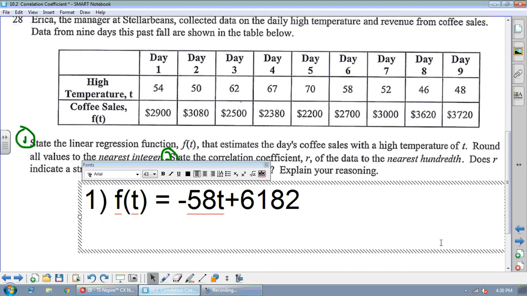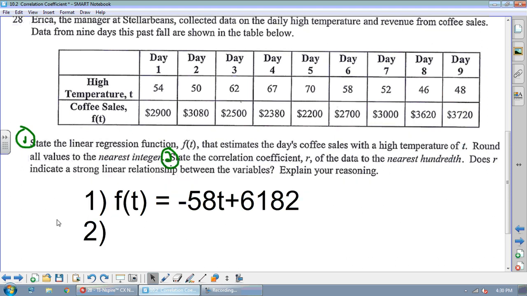For part 2, they want to know: state the correlation coefficient r of the data to the nearest hundredth. Does r indicate a strong linear relationship between the variables? Explain your reasoning. So I'm going to go back to that document.